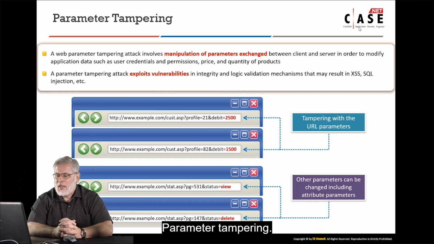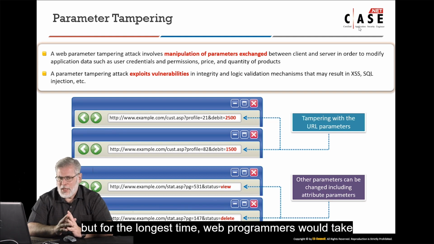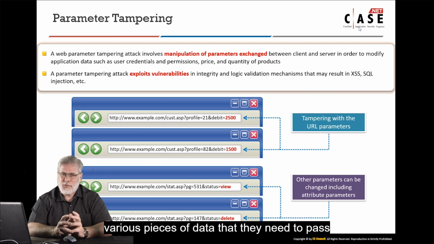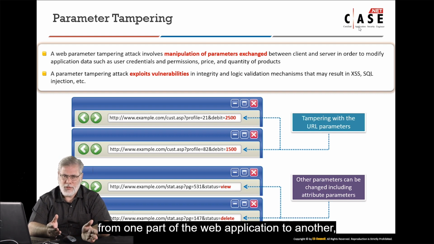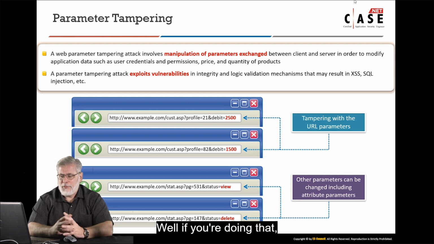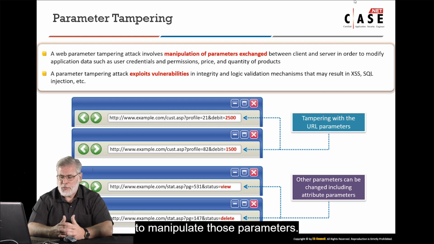Parameter tampering. It's becoming less common, I'm glad to say, but for the longest time, web programmers would take various pieces of data that they need to pass from one part of the web application to another, and they'd put them in the URL as parameters. Well, if you're doing that, it's certainly possible for an attacker to manipulate those parameters.